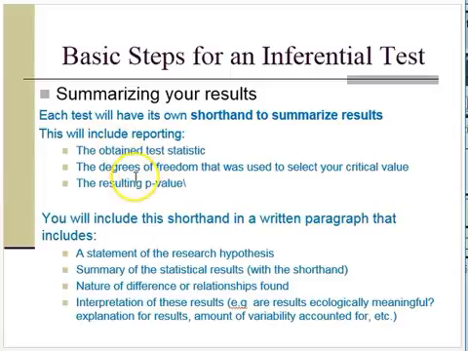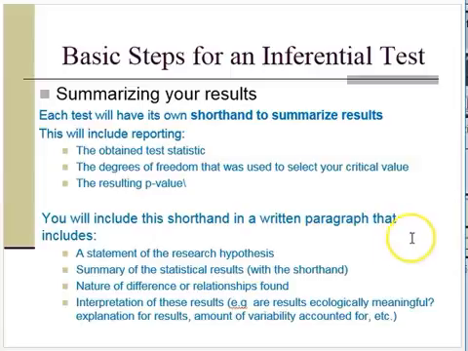So all of these can be written in some very nice, succinct shorthand that I'll teach you for each test so that you don't have to write out multiple sentences that say, my obtained test statistic was blah, blah, blah. That's just way too many words. Scientific writing is all about being concise and to the point. But this needs to be embedded within a really well-written paragraph that summarizes your results.